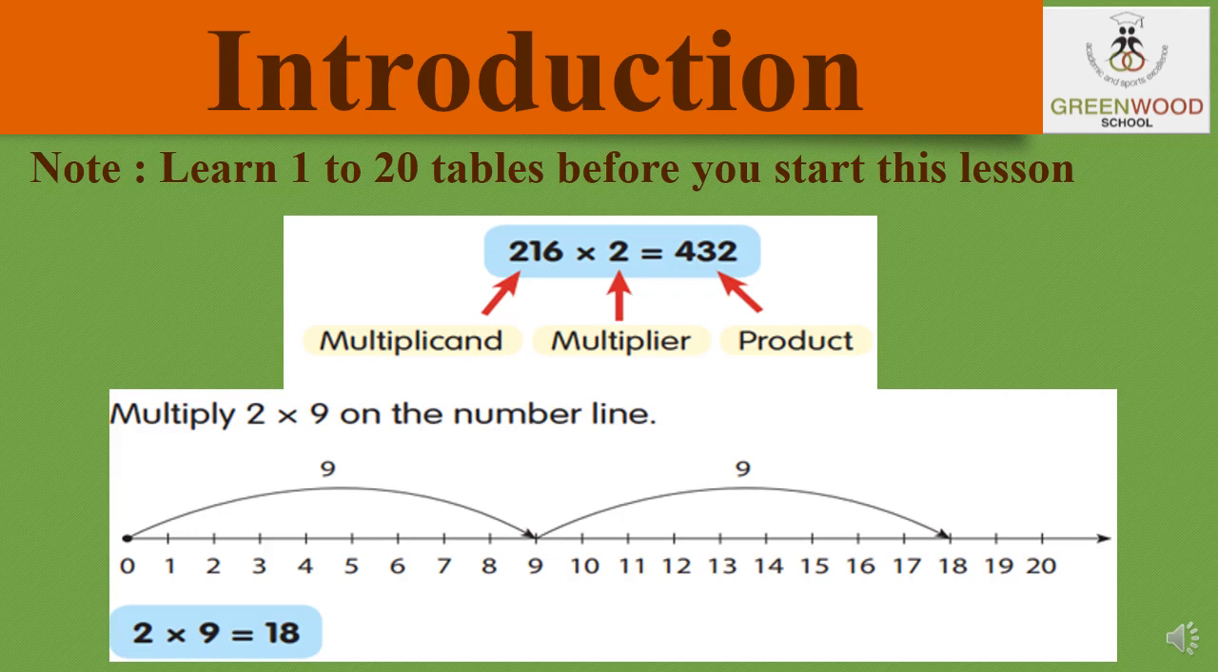What actually means by multiplication? 2 into 9. What do you mean by 2 into 9? That means we are adding 9 two times. So instead of adding numbers again and again, we use multiplication, which is a very simple method. That is why multiplication is also known as repeated addition.